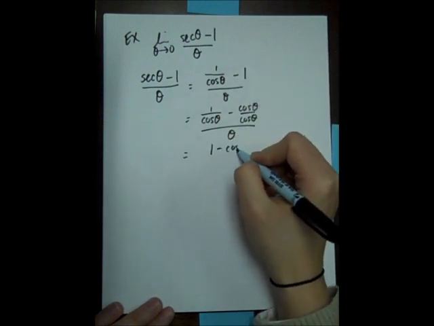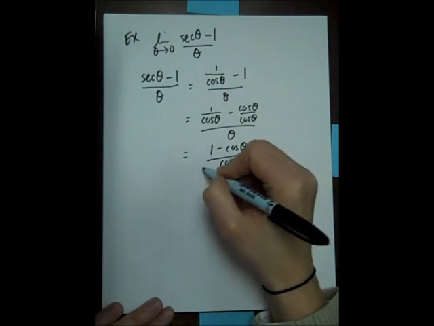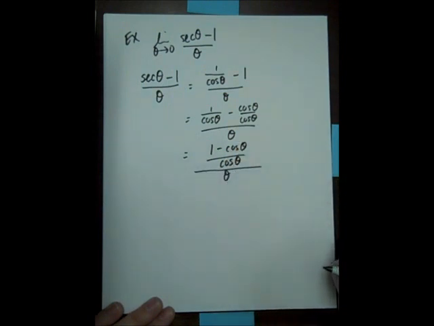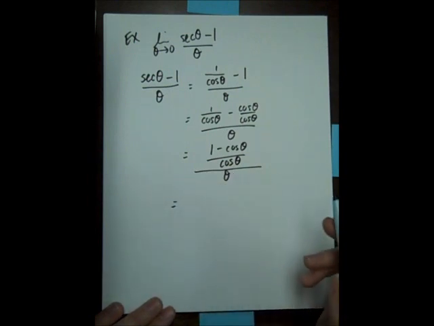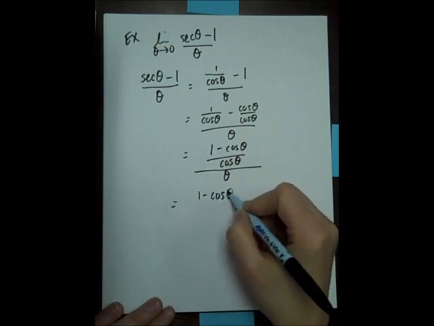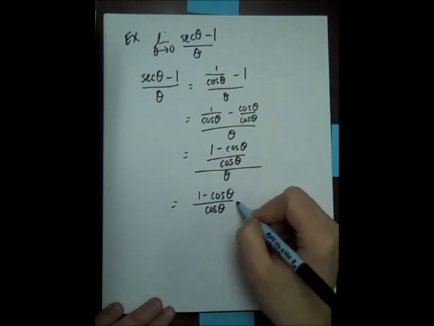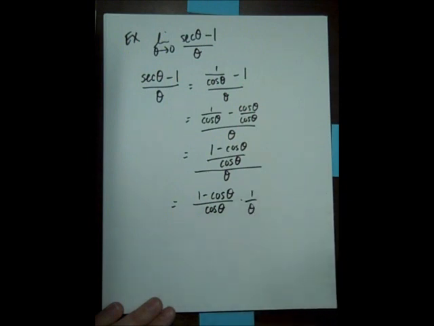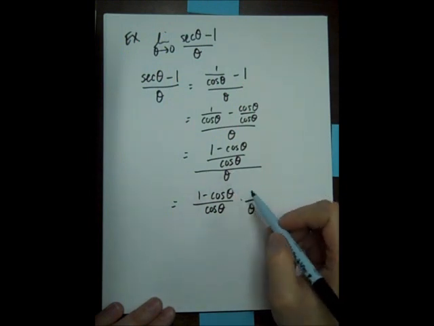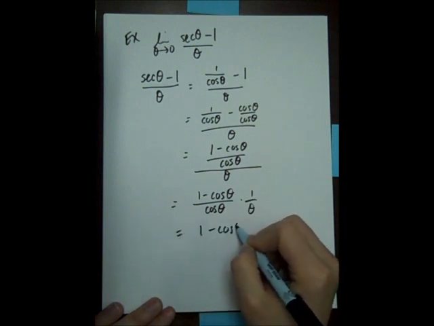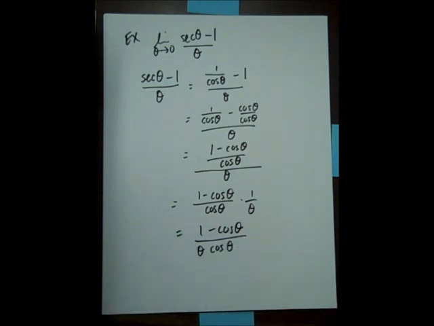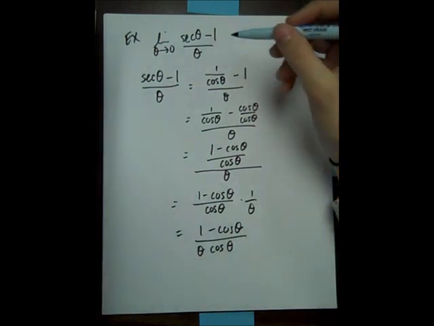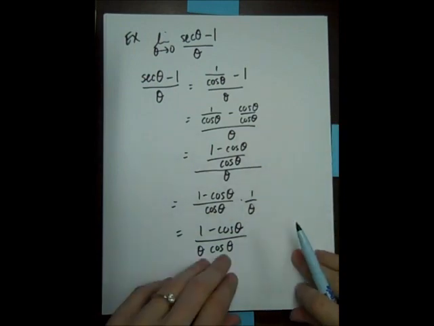So this is 1 minus cosine theta over cosine theta all over theta. Now, dividing by theta is the same as multiplying by 1 over theta. So this is 1 minus cosine theta over cosine theta times 1 over theta. So this is 1 minus cosine theta over theta cosine theta. Okay, so what have I just done? I've rewritten my limit to be in terms of cosine. Okay, so let's see what happens here.